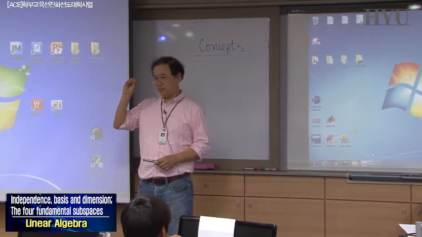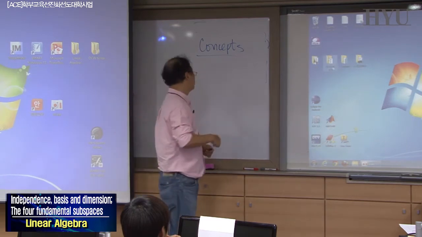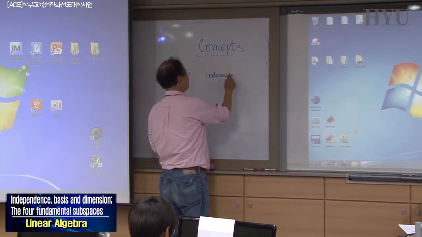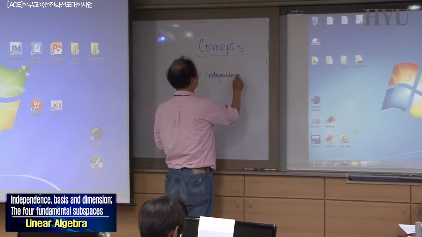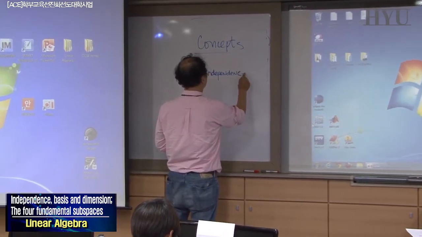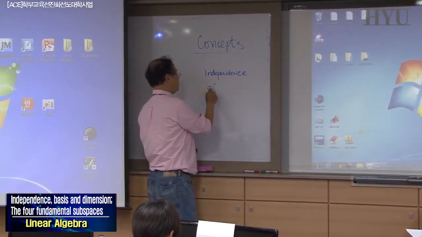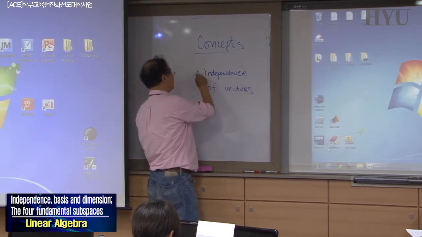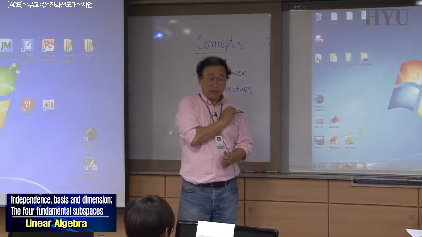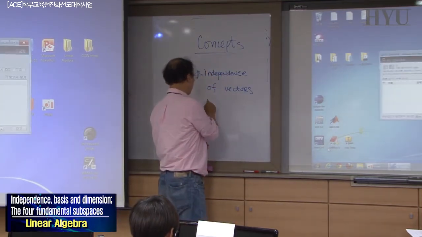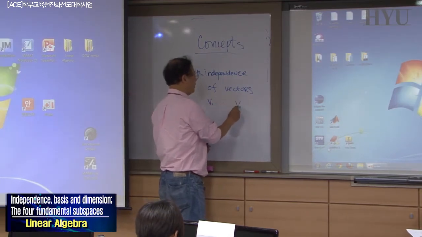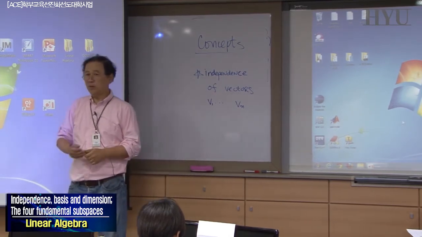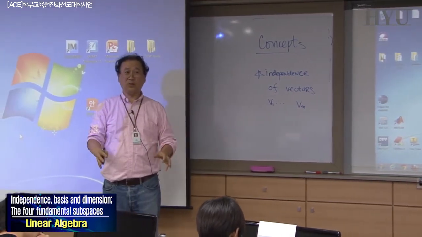First of all, I'll try to explain independence. Independence of vectors. Okay? So we have to be familiar with this concept. Let's say the vectors are V1 to Vn. I say those are independent or dependent, right?